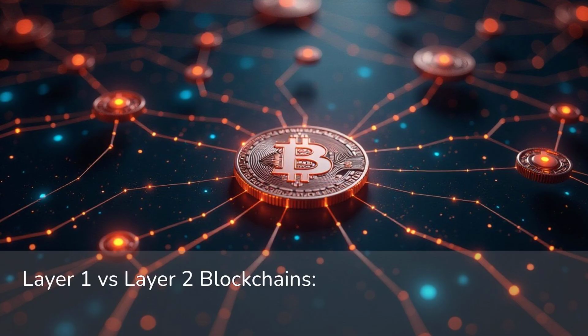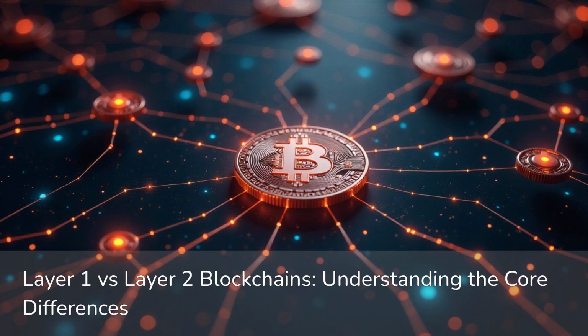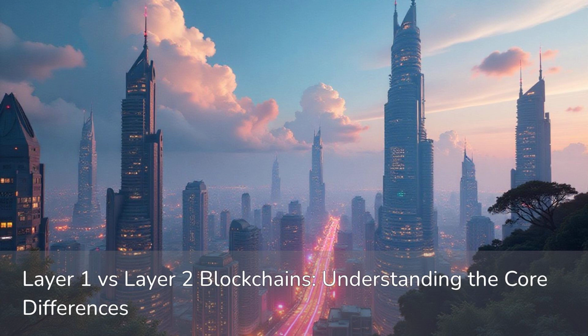At its core, a Layer 1 is the base blockchain, the foundation that processes and validates transactions. Think Bitcoin, Ethereum, Solana, or Avalanche. These are standalone networks with their own consensus mechanisms, token economies, and infrastructures.